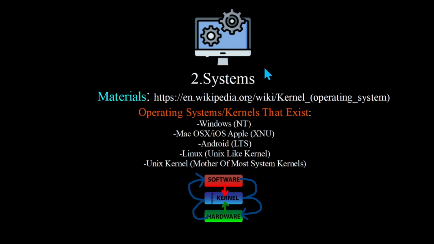So the second will be to learn operating systems overall. The operating systems and kernels that exist are the Windows system, NT, Mac OS X, iOS, the Apple system, kernel XNU, and the Android system, kernel LTS, the Linux system, which is a Unix-like kernel, and the Unix kernel system or Unix system is like the mother of most system kernels. So most operating systems have gotten the idea from the Unix system.